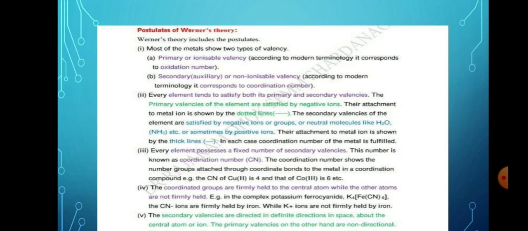And the last postulate is: the secondary valencies are directed in a definite direction in space about the central atom or ion, while the primary valencies are non-directional. These all are the postulates of Werner's theory.